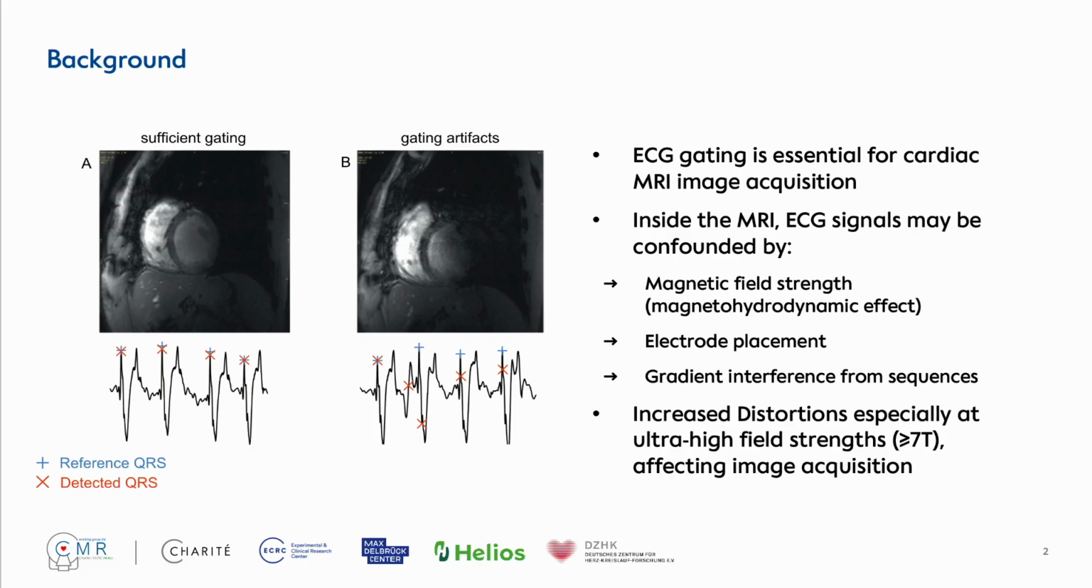Increased distortions may lead to insufficient gating, which can affect image quality, as seen on the left. Increased distortions occur especially at ultra-high field strengths, therefore posing a significant challenge to ultra-high field imaging.